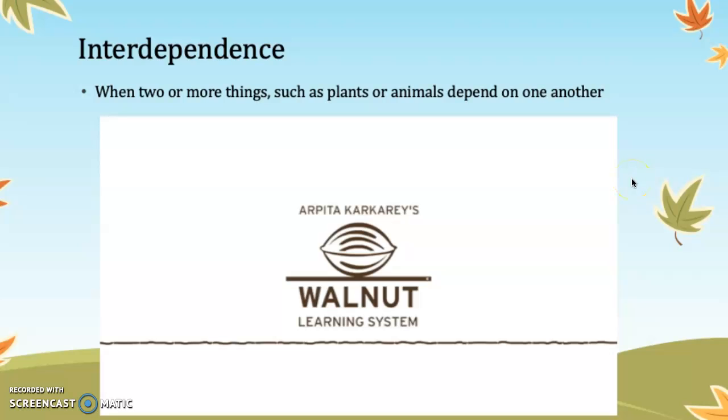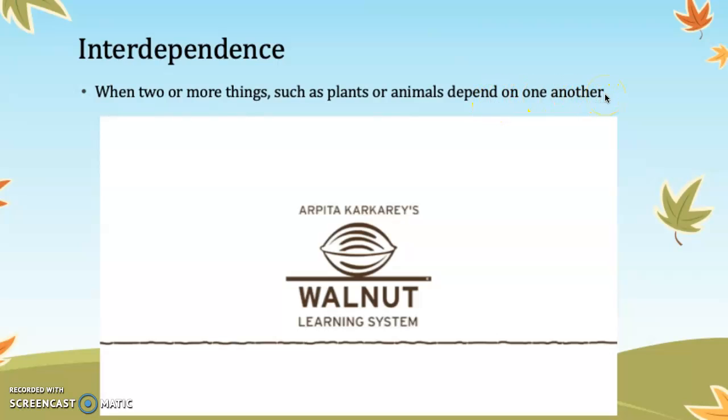Good morning, grade 5s. Today we'll be looking at the concept called interdependence, and this is within the life and living section of natural science for grade 5s. Interdependence is when two or more things, such as plants or animals, depend on each other.